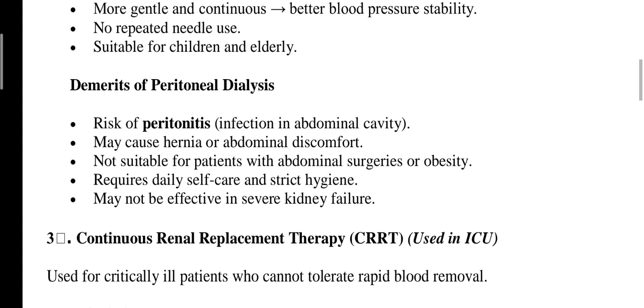Demerits of peritoneal dialysis: risk of peritonitis, meaning infection in the abdominal cavity, may cause hernia, or accumulation of fluid in the testis, or abdominal discomfort. Not suitable for patients with abdominal surgeries or obesity. Requires daily self care and strict hygiene. May not be effective in severe kidney failure. These are some demerits. Because of kidney failure, we don't use it.